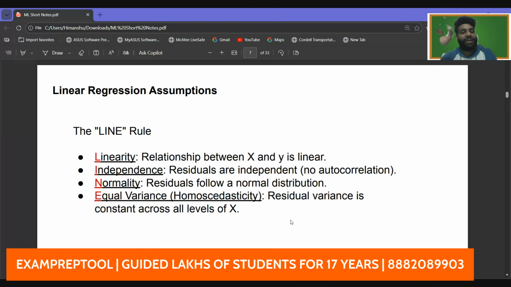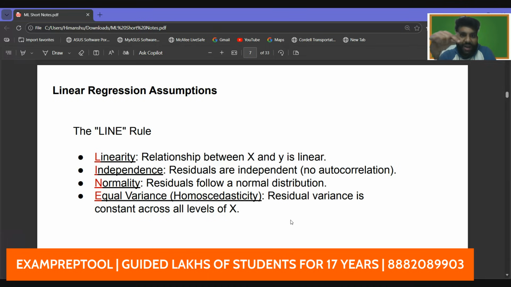After that, independence. Residuals are independent. That means whatever error I'm getting from, let's suppose, the first data point should not be anyhow related to the error I will be getting for the fifth point or maybe the 10th point or seventh point. Each of these must be independent of each other. Residuals are independent. Okay. Normality, what does normality mean?